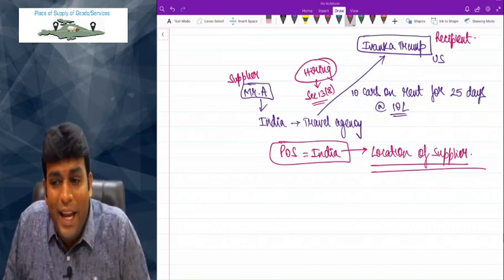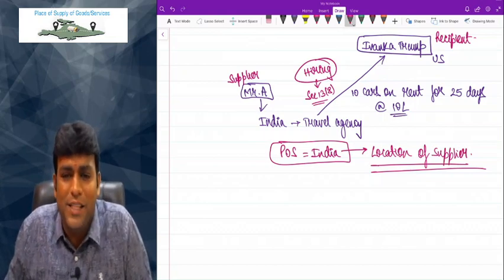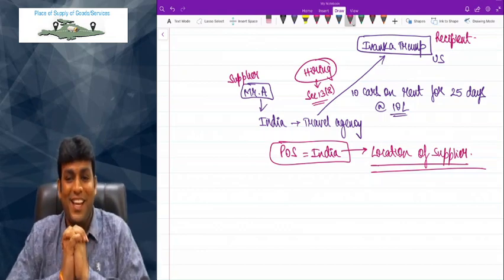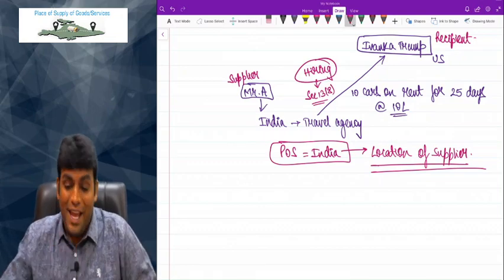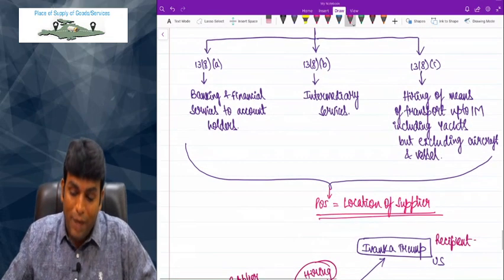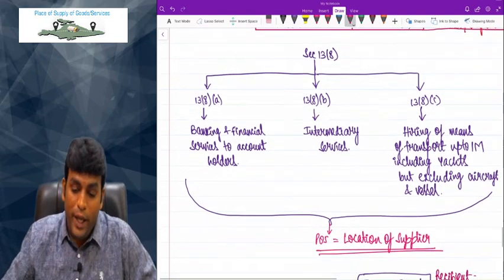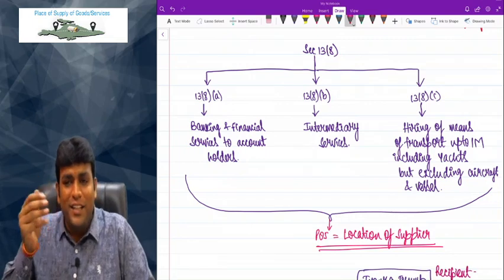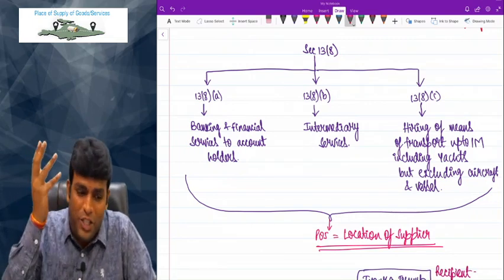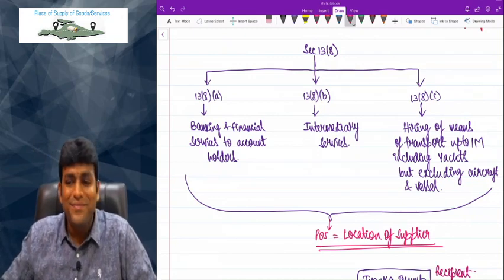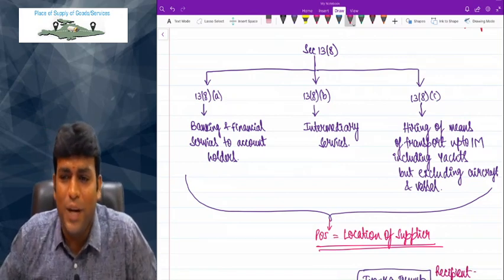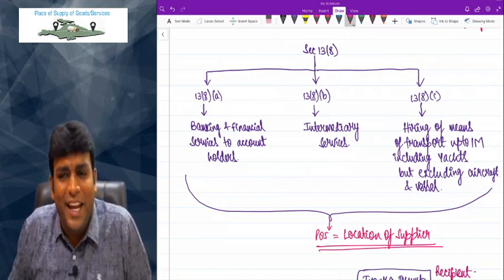So in 13.8, there are totally 3 points. One point is banking and financial services to its account holders. Number 2 is what, sir? Intermediary services. Correct? Last one, hiring of means of transport up to 1 month, including yachts, but excluding aircraft and vessel. That means for aircraft and vessel, 13.8 will not apply. If 13.8 does not apply, where will you go? We'll go back to the general rule, nothing but 13.2. That's it. Clear? Come on. I want this in your book. Please do write this down. Please write this 13.8.